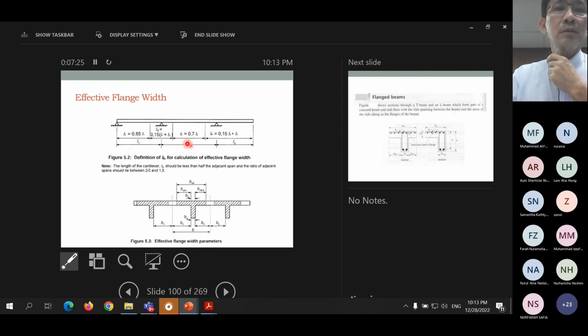Okay. And here it is 0.7 L2. Okay. And for that part it is 0.15 L2 plus L3. So depending on different parts of the beam, the definition of L0 is calculated as shown in this figure 5.2 here.